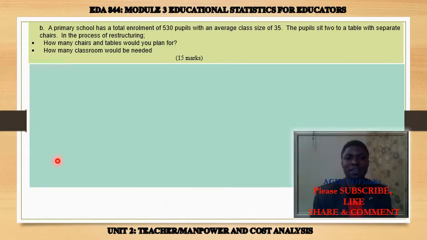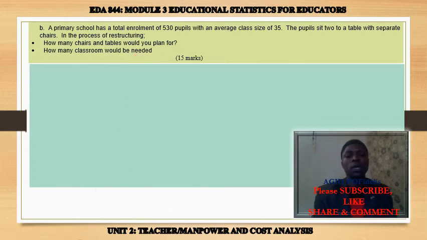All right, let's solve this question now. A primary school has a total enrollment of 530 pupils with an average class size of 35. The pupils sit two to a table with separate chairs. Please take note of this expression. In the process of restructuring, how many chairs and tables would you plan for? That is the first aspect of the question. And how many classrooms would be needed?